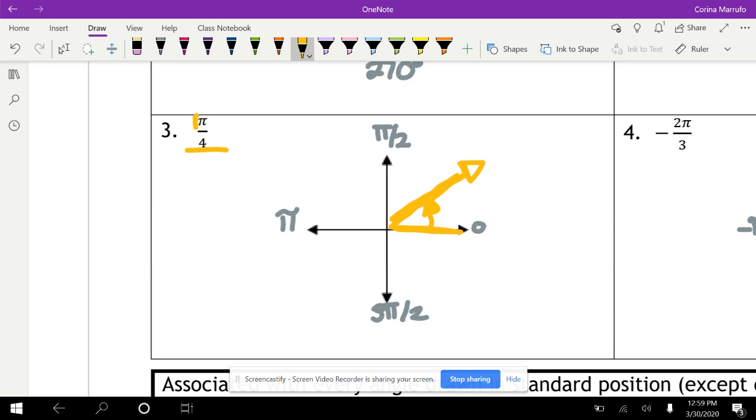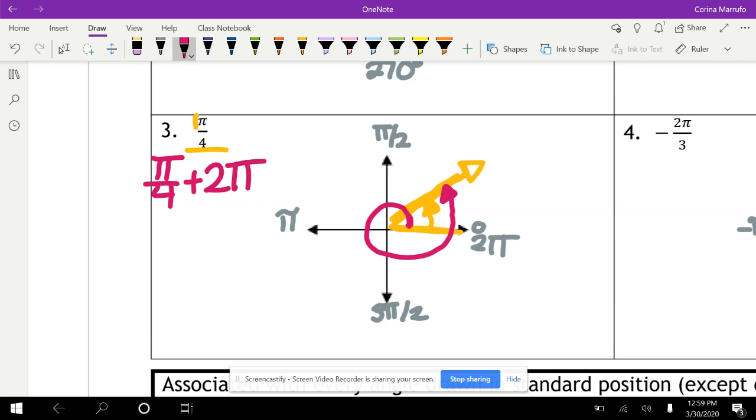So to get one positive, we're going to make one full rotation and then come back through here. So to get another positive coterminal angle, we would have to add one full rotation to that. So I'm going to take pi over 4 and add, now because this is in radians, we can't add 360 to it. We have to add one full rotation. You know what? I didn't write it on here. One full rotation is 2 pi. So here we're going to take that and add 2 pi.